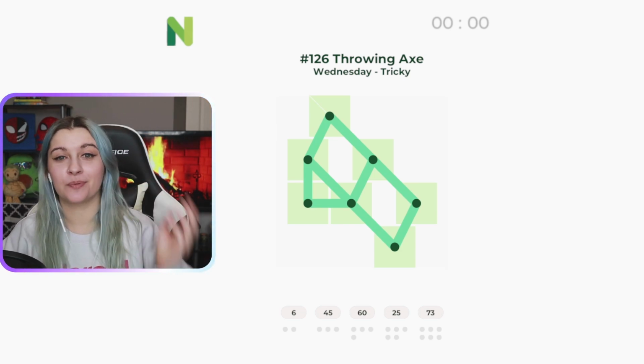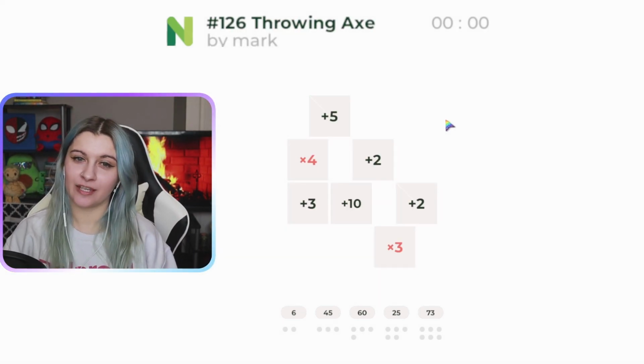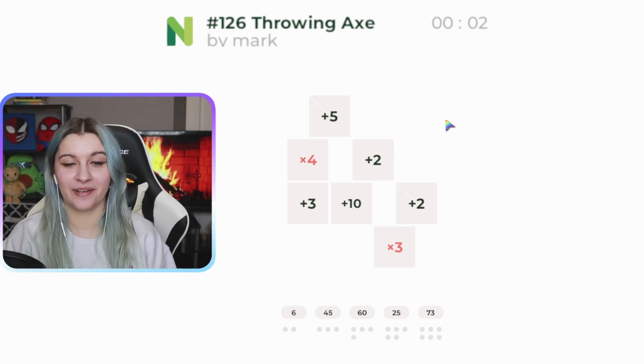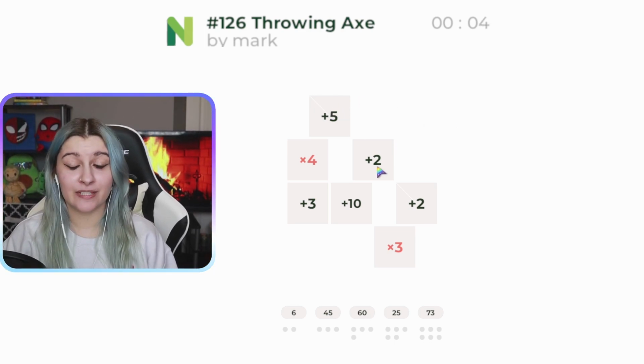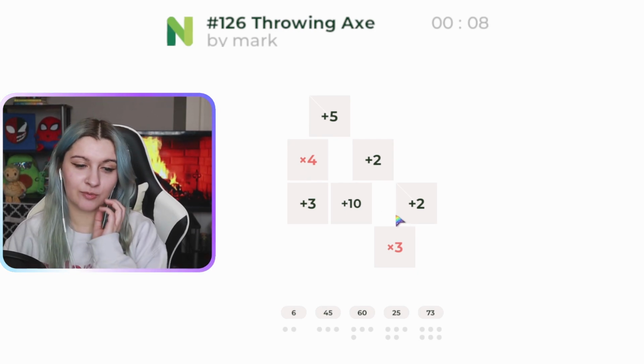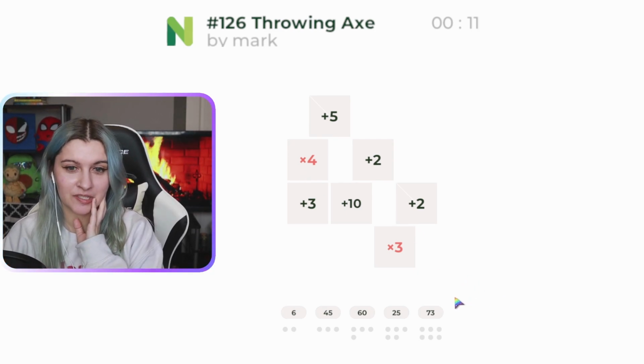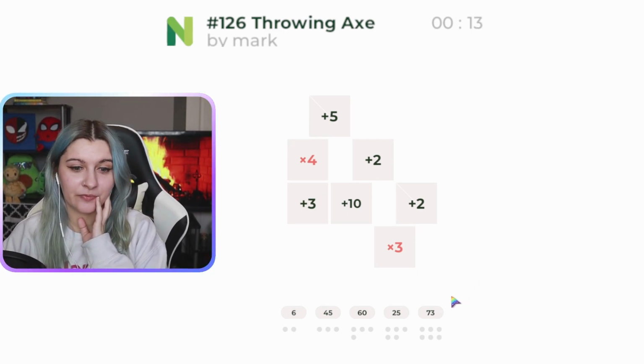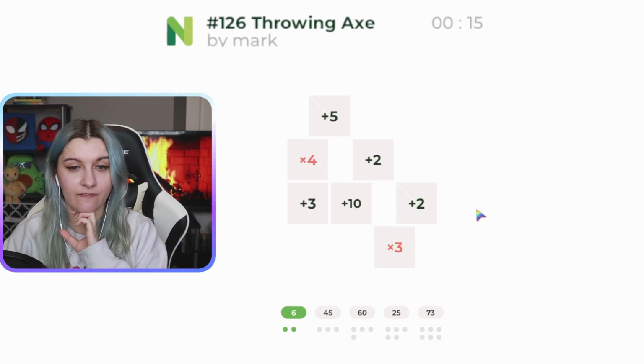Number Salad number 126, Throwing Axe. It's a tricky Wednesday puzzle. Ooh, we don't have any subtraction. Let's go. Plus 5, plus 2, plus 2, plus 3, plus 10, times 3, and times 4. No subtraction. It should be easy, right? Maybe I'm so used to it that it'll be difficult. For 6, let's do 2 times 3.